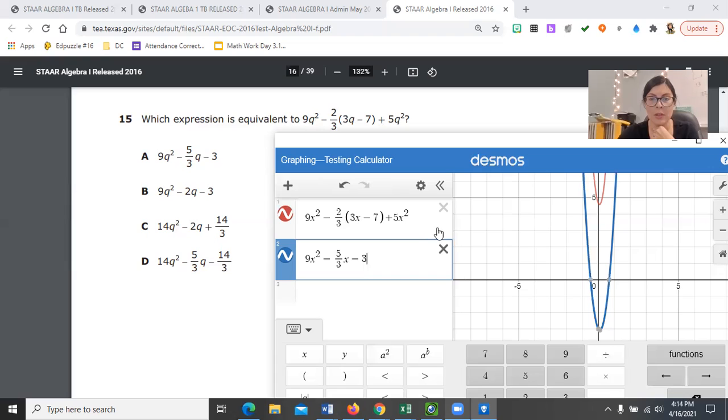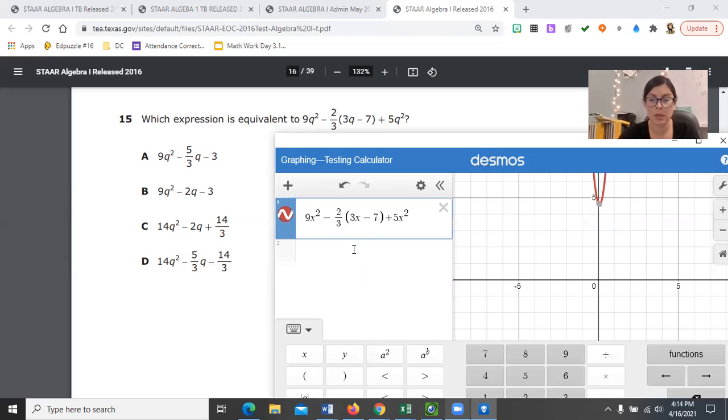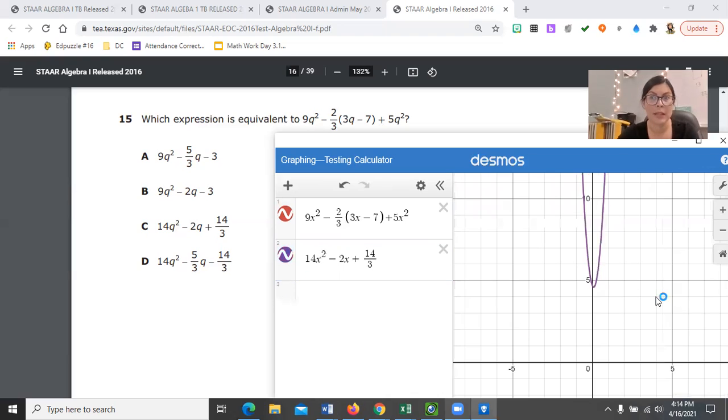So I'm going to close out of those. They did not match up. Let's try the next one. Okay, do they match up? Yes, so that's your answer. Okay, so let me have you practice with one.